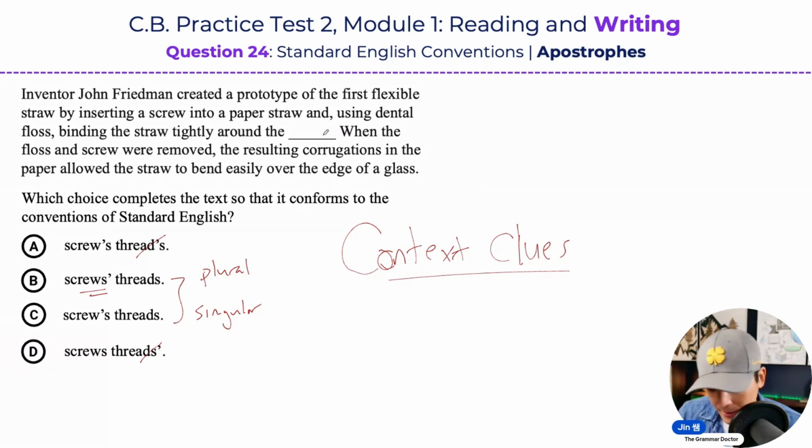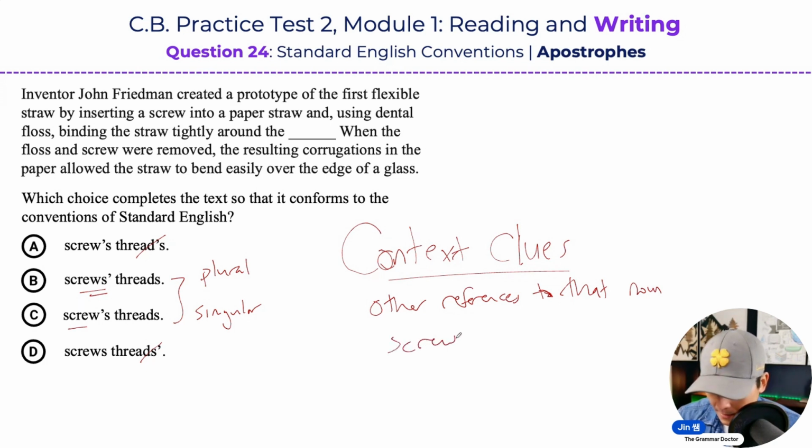So the context clues that I could give you for apostrophes, I'll just give you a couple of them. The one that you're looking for here is when you're deciding between a plural and a singular possessive. One of the things that you want to look for is other references to that noun. So what do I mean by this? I'm looking for other places in the paragraph where the author talks about the noun screw. And I'm asking myself, does the author talk about this noun in the singular way, or does he talk about them in a plural way?